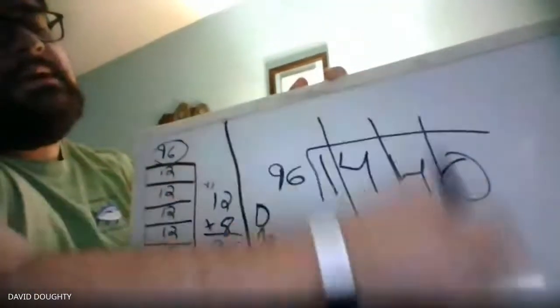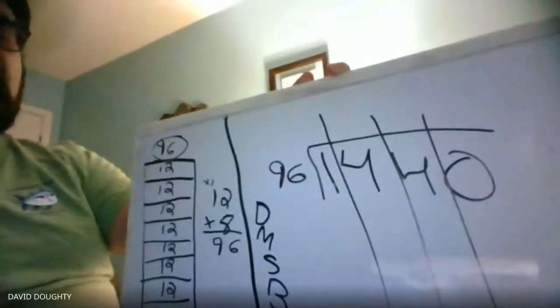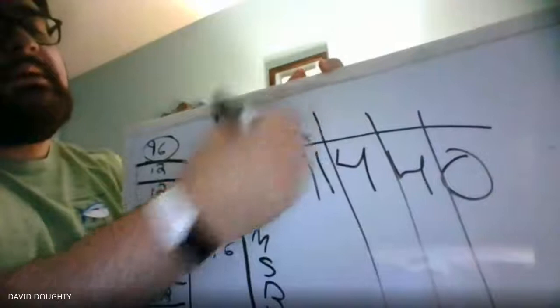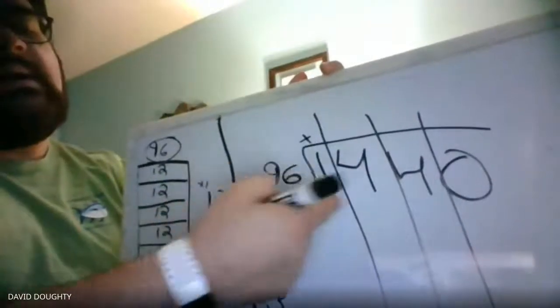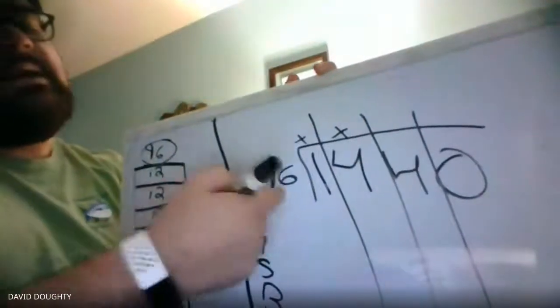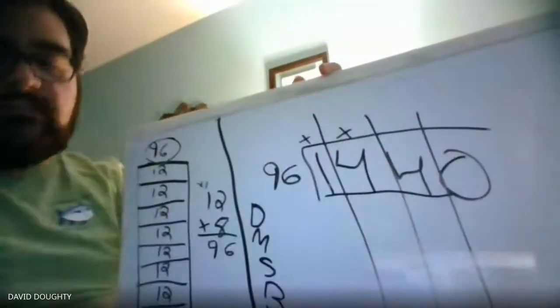I need to write my lines to separate my place values. 96 cannot go into 1. I'm going to put an X. 96 cannot go into 14. It's too big, so I'm going to put an X. So we need to try 96 into 144.